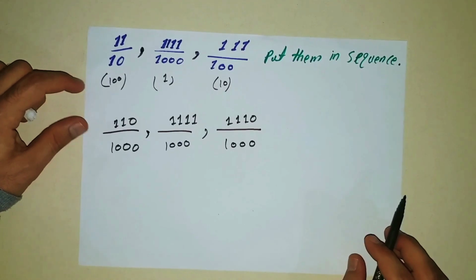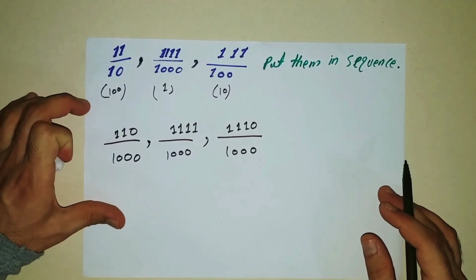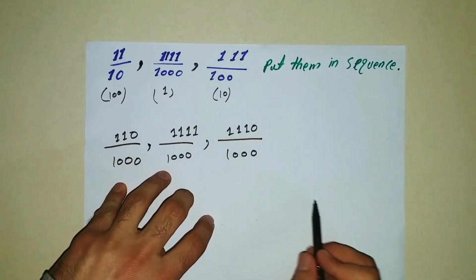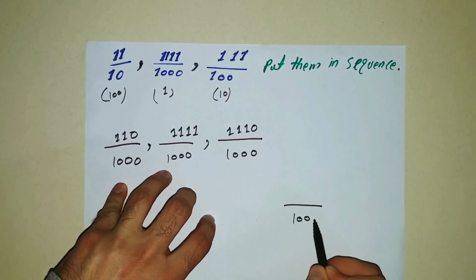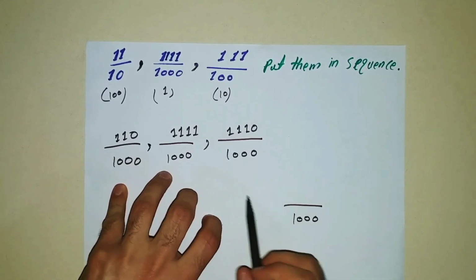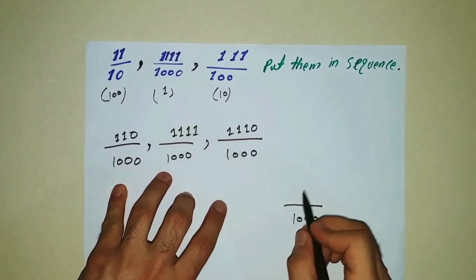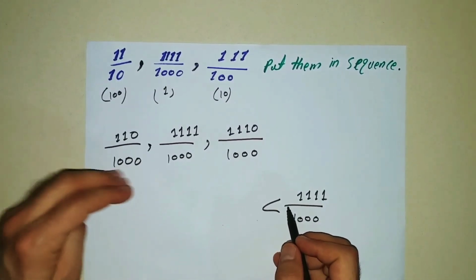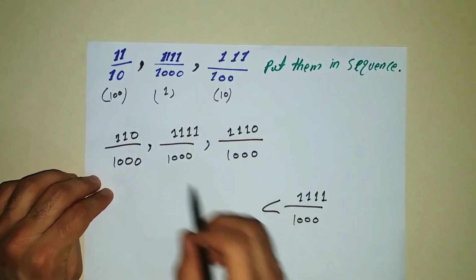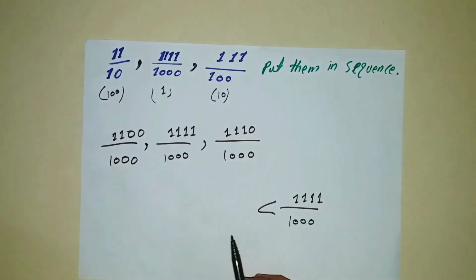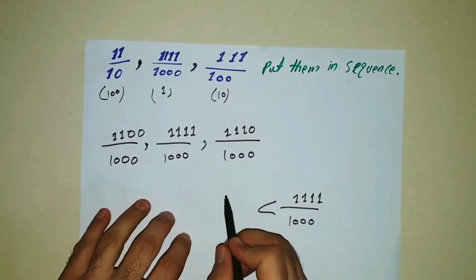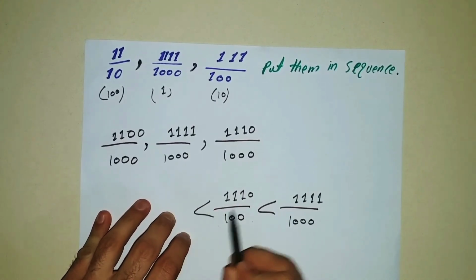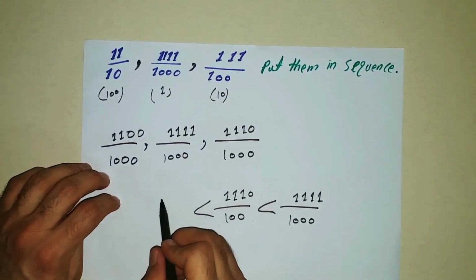Now I will go and see the numerators; the one which has the greater numerator will be the greater fraction. They have the same denominator. Which one has the biggest numerator? This one is the biggest, so this one will be bigger than the next bigger number. It is 1100, so this one will be the next bigger number because it is bigger than this one. Now at the end this one is remaining.